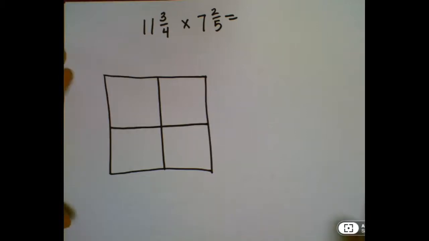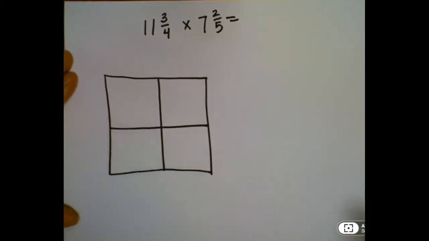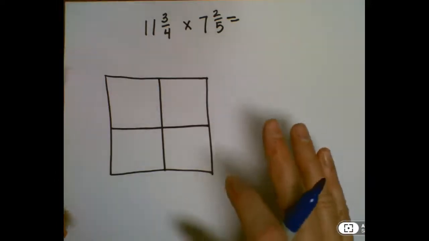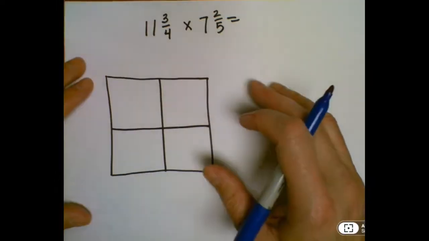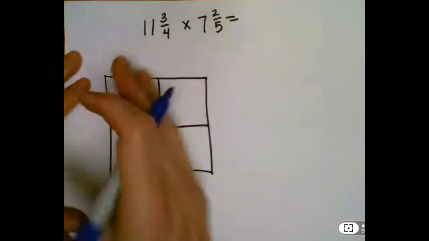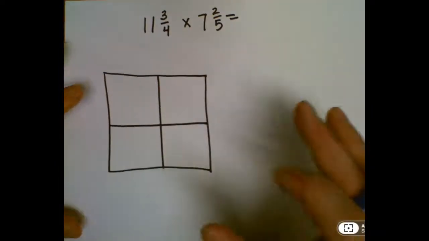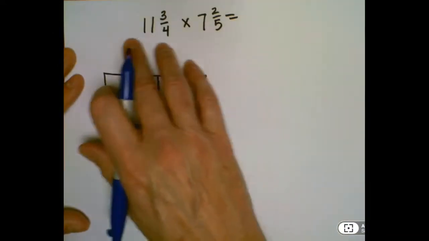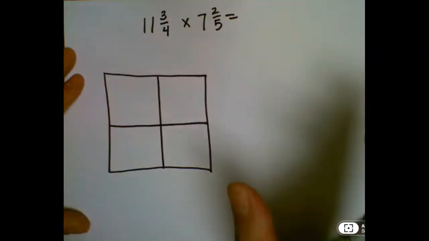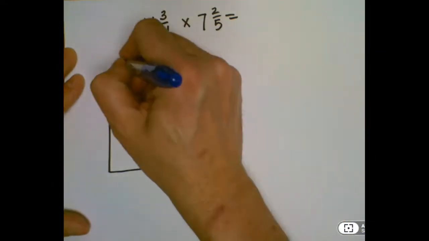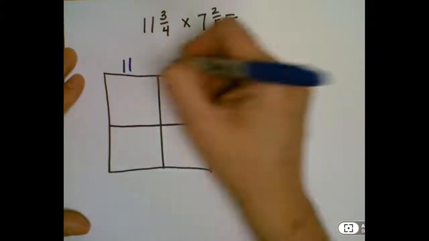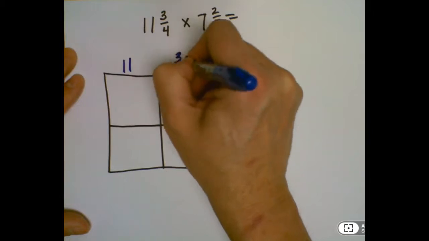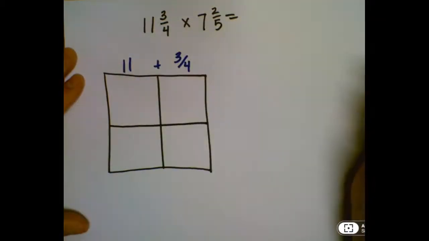So let me do one more example rather quickly to kind of bring this together. Notice that I'm not using the grid. My box is not proportional, but all I need to do is use these 4 boxes to know that I have 4 different numbers that need to be multiplied together. And I need to decompose or take each of these numbers and put them into their place value parts. So I'm going to look at the whole number part, which is 11, and the fractional part, which is 3/4. So there's my first number.